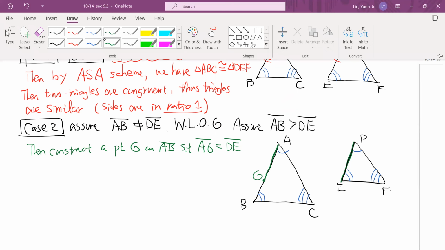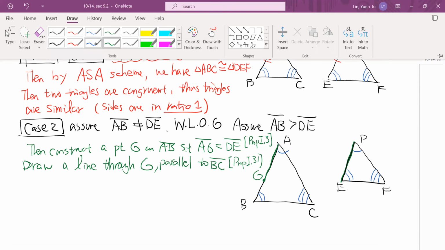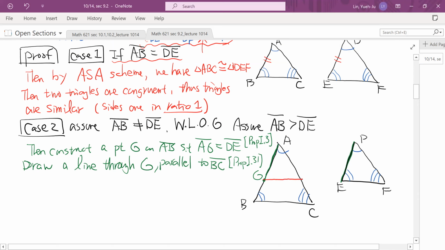Now we want to do this trick. So we draw a line passing through this point G and parallel to BC. This is also doable by one of the propositions, right? The first one is by Proposition 1.3. The second one is Proposition 1. I'm just providing it for reference. So now I can definitely just construct a parallel line, starting from G, parallel to BC.